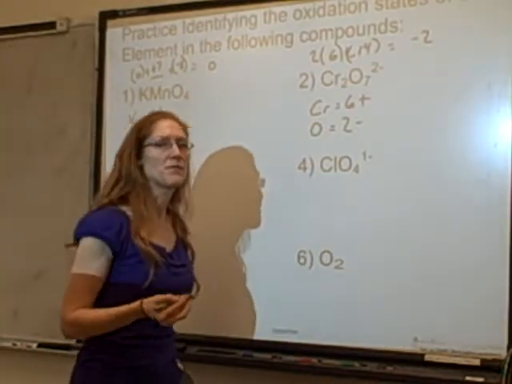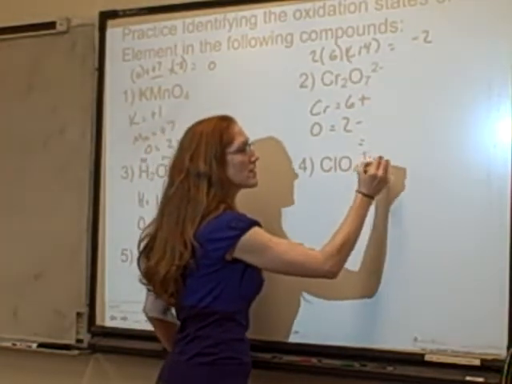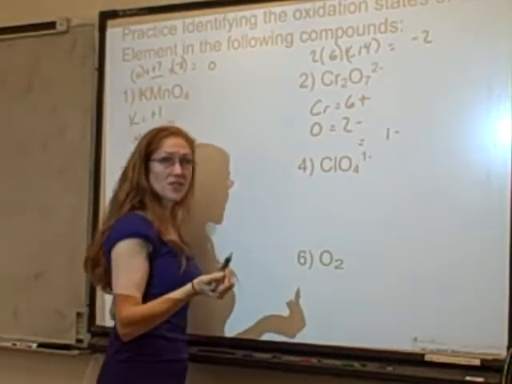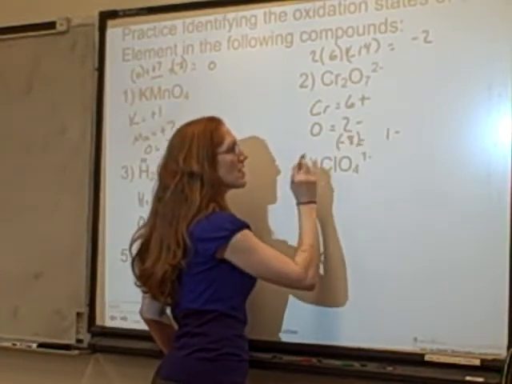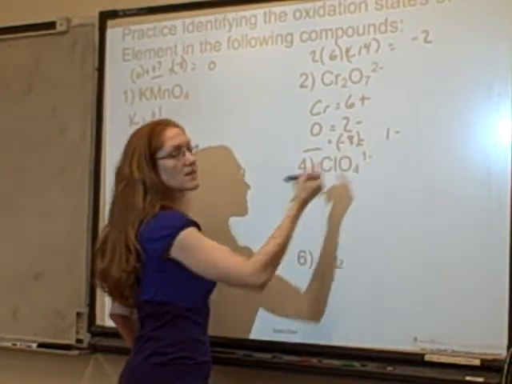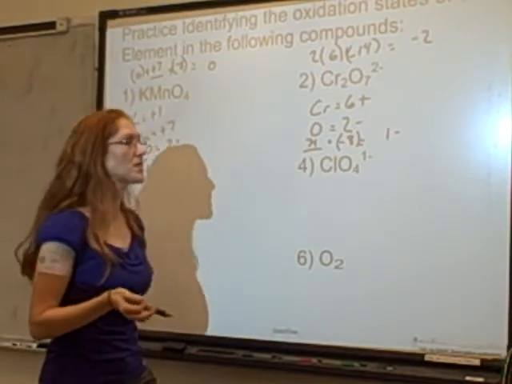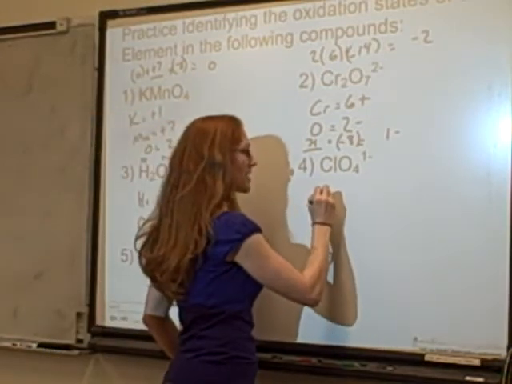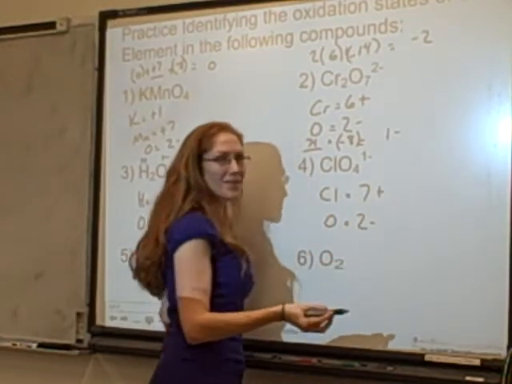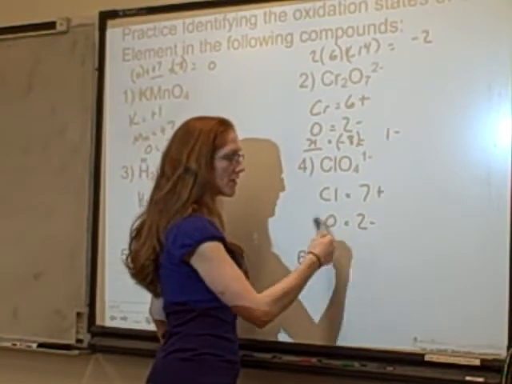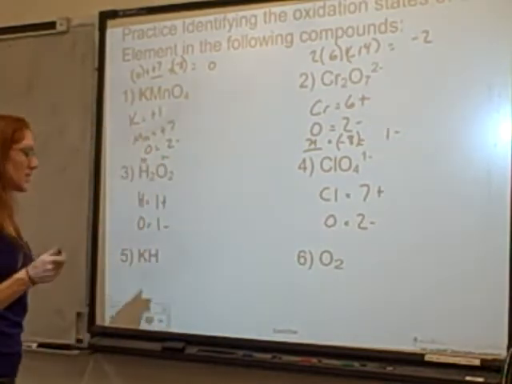Then I have ClO4 with a 1 minus charge. So these charges will add up to a negative 1. I'll start with the oxygen. 2 minus, 2 times 4 is 8, so this is a negative 8 for my oxygens. I need something minus 8 to give me a negative 1. That chlorine must be a 7 plus. That's weird. I'm used to chlorine being a 1 minus, but here it's a 7 plus. So Cl equals 7 plus, oxygen equals 2 minus. Notice the oxidation state is the charge on one of the atoms. There are 4 oxygens for a total of negative 8, but one oxygen is negative 2.